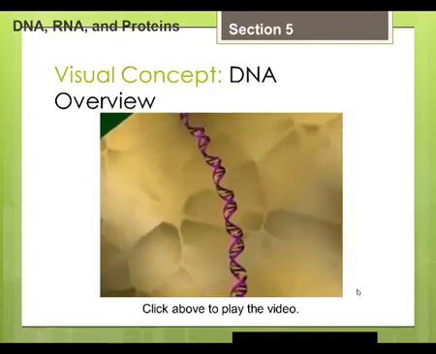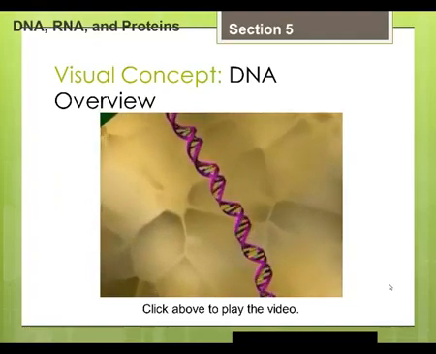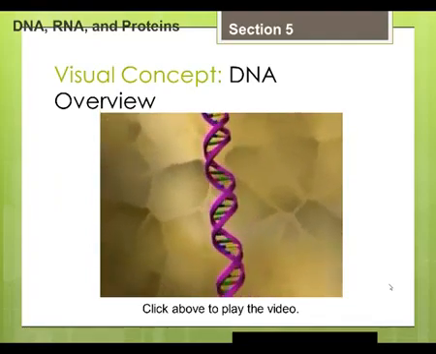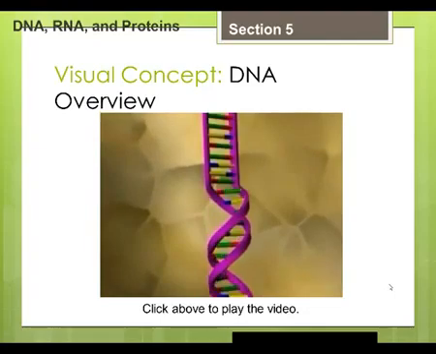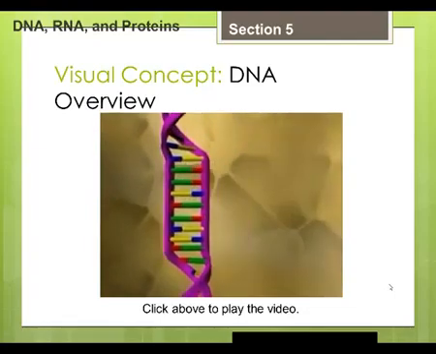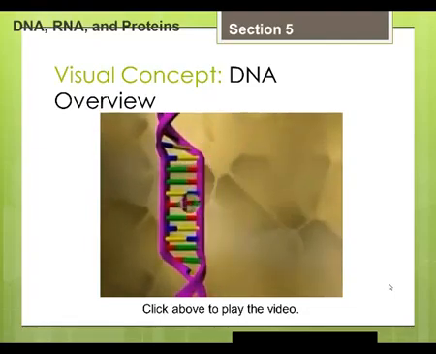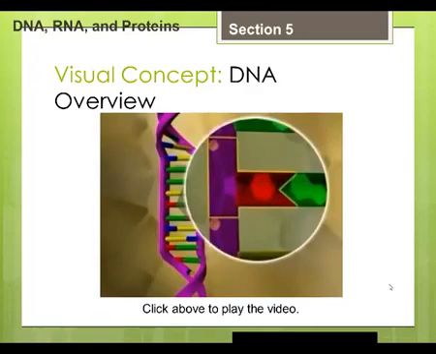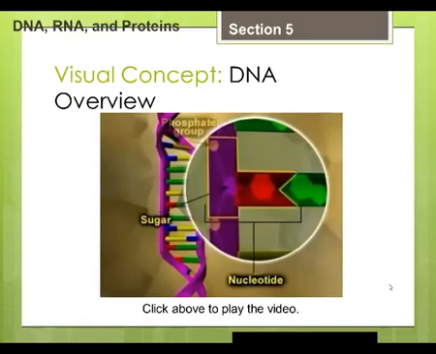Let's take a closer look at DNA. Here you can see that each strand of a DNA molecule is a long chain of subunits. These subunits are called nucleotides. This close-up diagram shows that a nucleotide is made up of 3 parts: a sugar, a phosphate group, and a nitrogen base. In DNA, the sugar is deoxyribose.